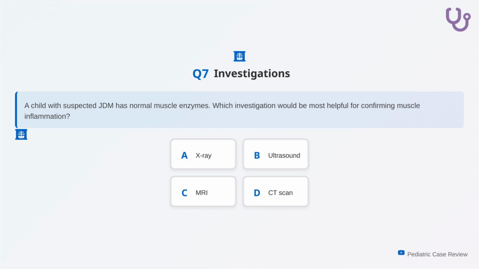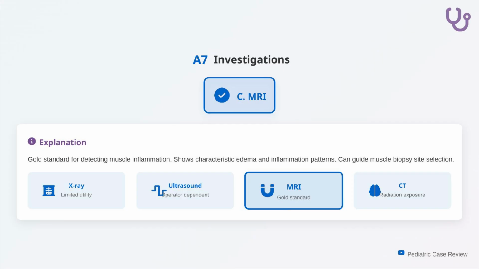Which investigation would be most helpful for confirming muscle inflammation? A. X-ray. B. Ultrasound. C. MRI. D. CT scan. The correct answer is C.